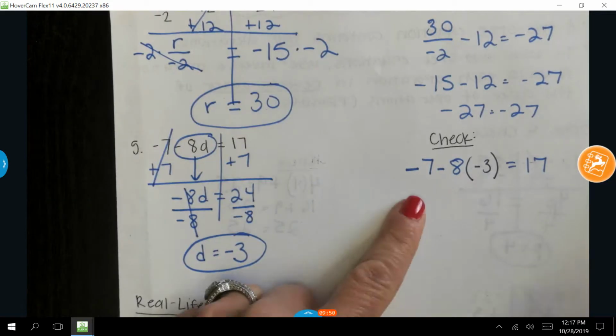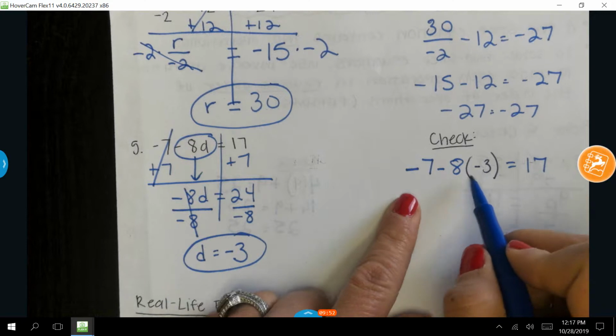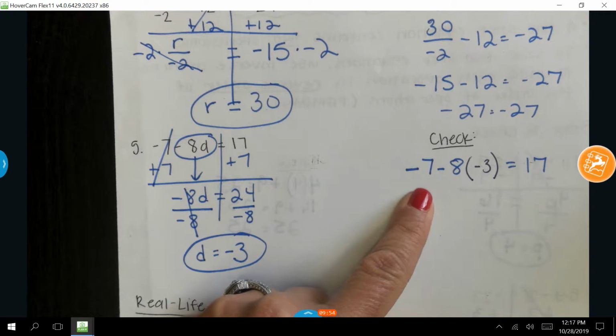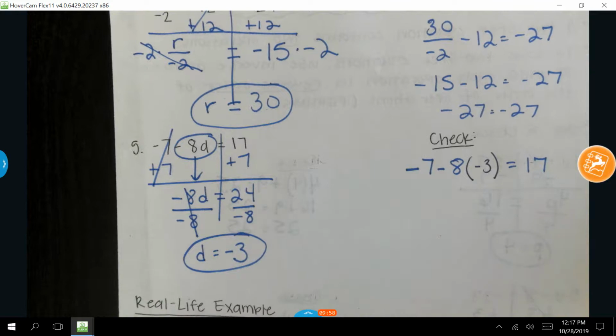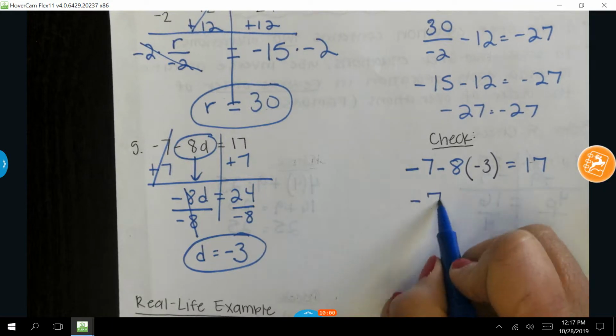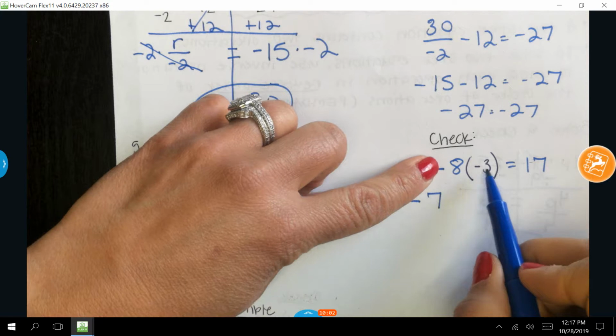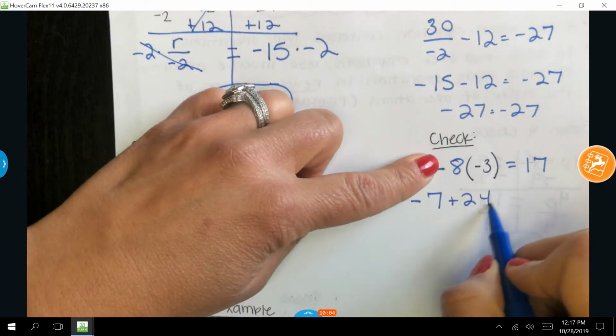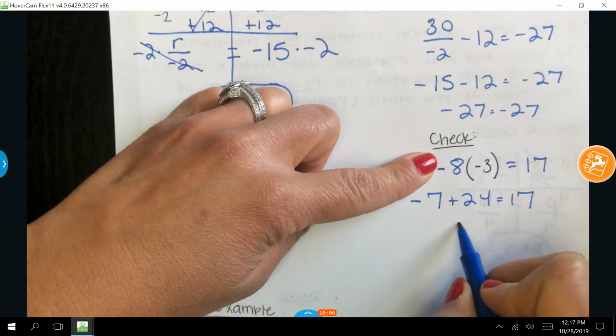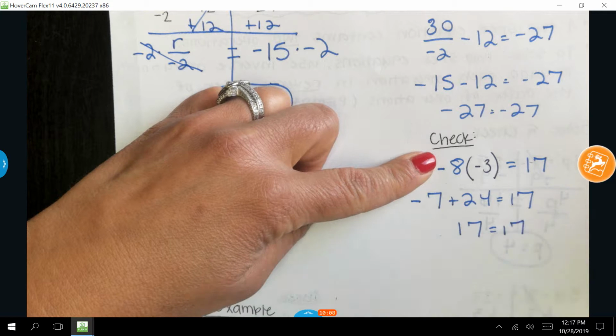You cannot subtract these two and then multiply by negative 3. Honestly, you could just do it in your calculator and it would do the correct order of operations. If not, this turns into -8 times -3 is actually plus 24. And then you combine these two and you will get 17 equals 17.